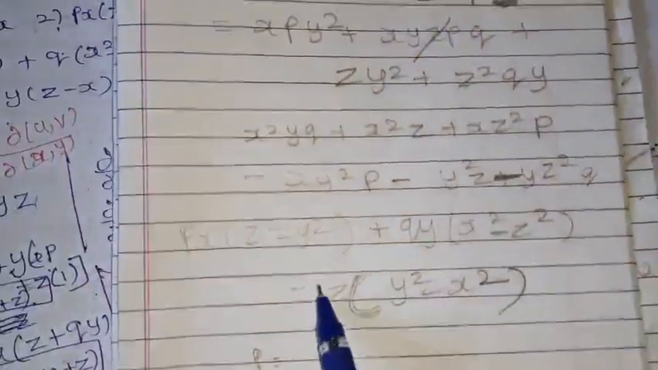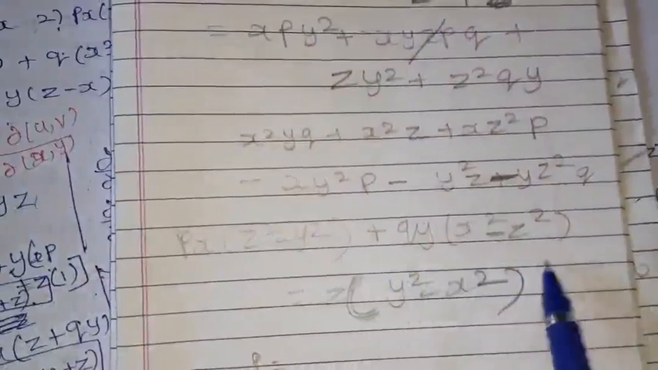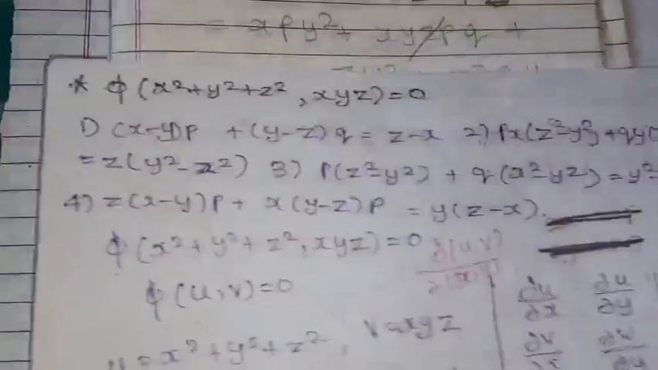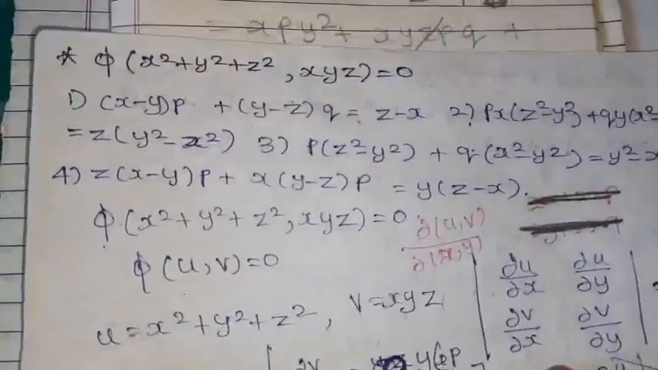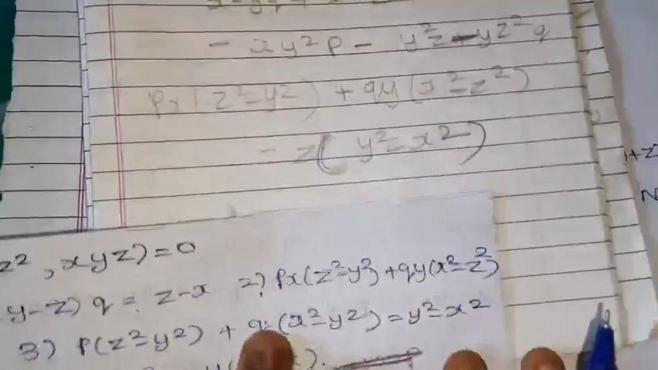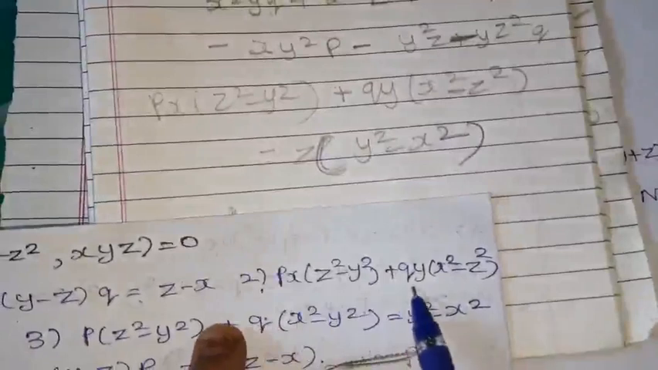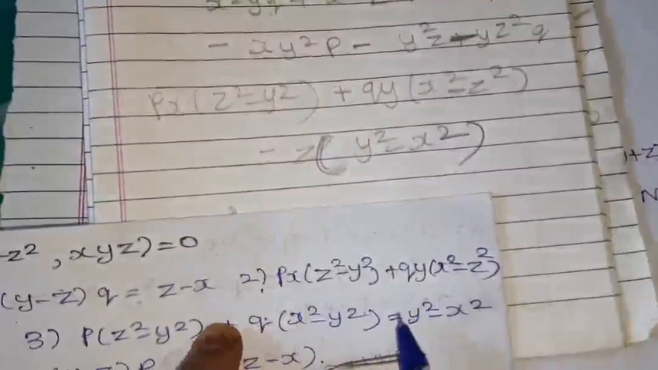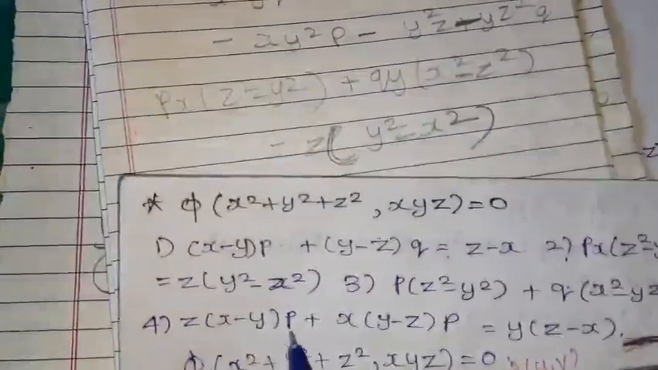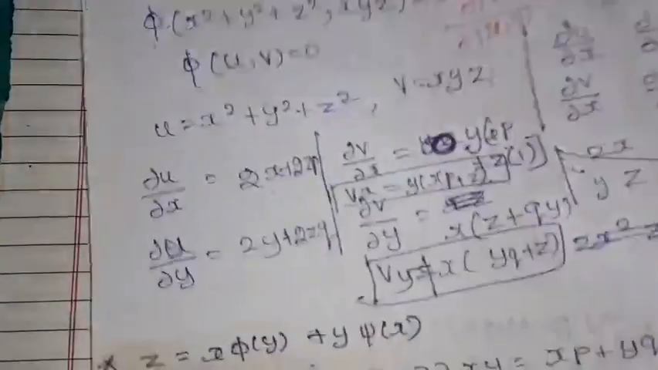What we will get? Px into z square minus y square plus qy into x square minus z square equal to z into y square minus x squared. See, this is the option, I think option 2: px into z square minus y square plus qy into x square minus z square equal to z into y square minus x square. So option 2 is the right option for this problem.